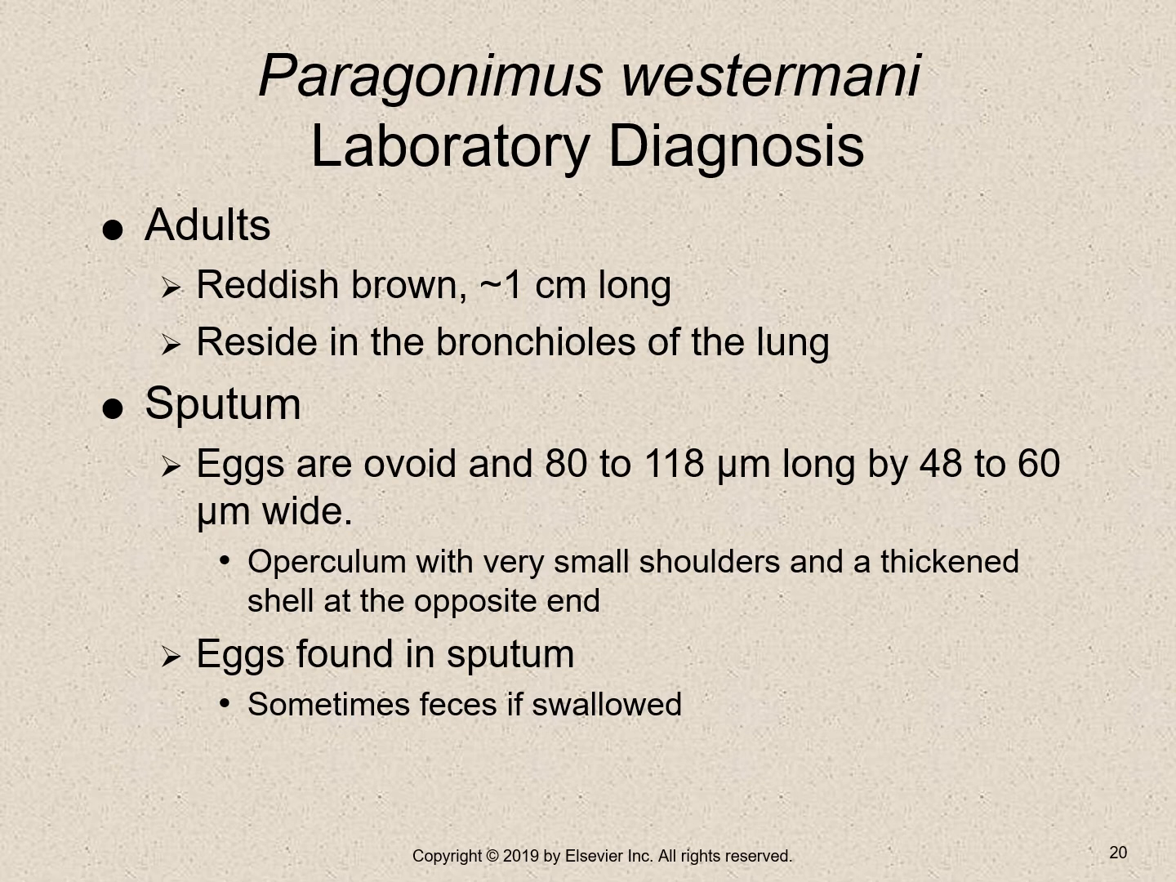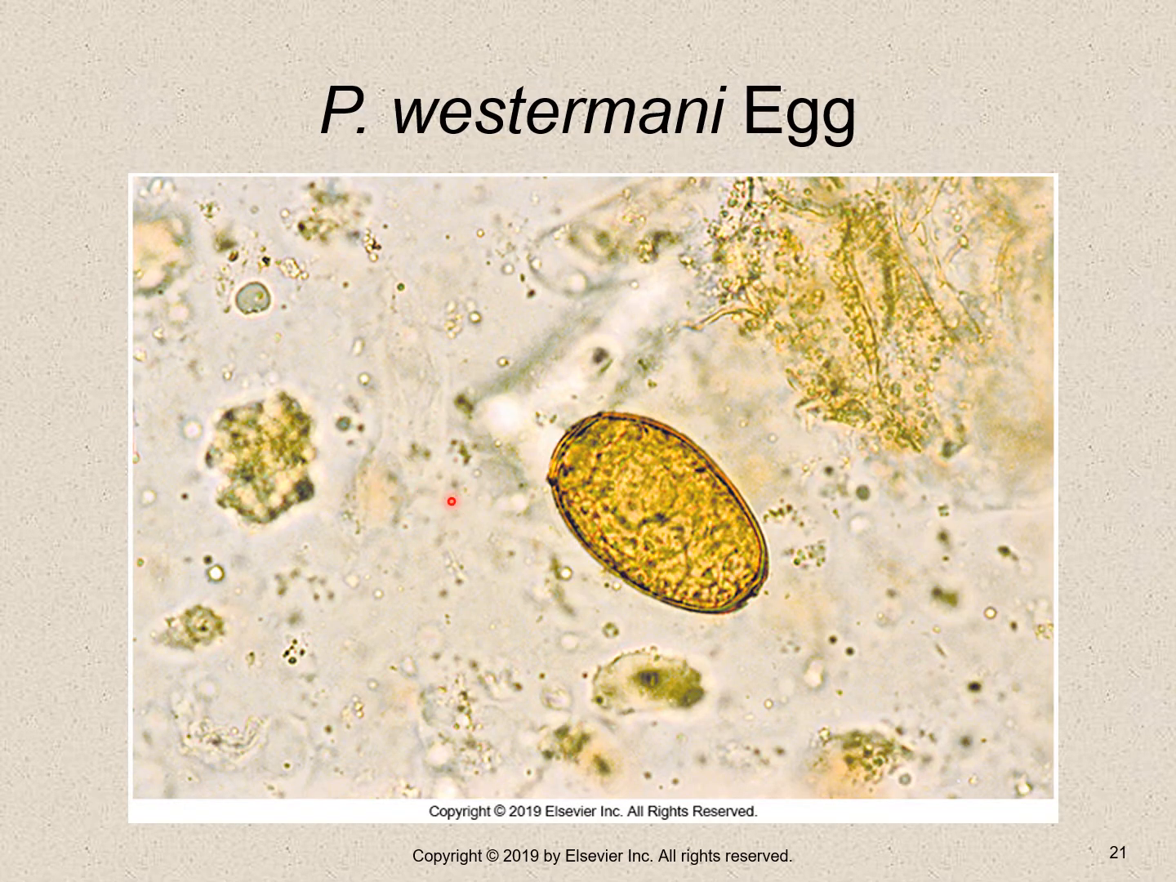The eggs appear broadly oval, measure 80 to 115 micrometers by 48 to 60 in size, and have a flattened operculum and slight shoulders. They are unembryonated when passed. The shell thickens at the end opposite the operculum. This figure shows an example of a Paragonimus westermani egg, unstained. It appears broadly oval and has the operculum on one side with the smaller shoulders, and at the opposite end you can see where the shell thickens a little more than it does surrounding the sides of the egg.